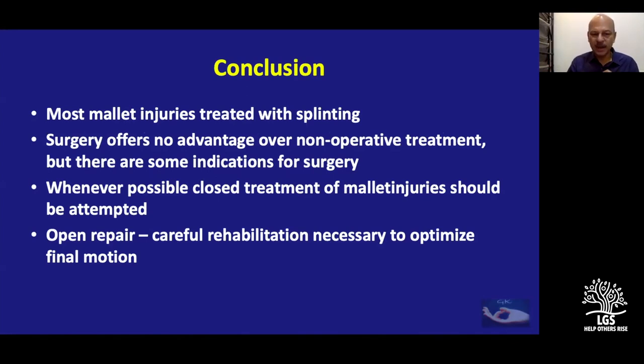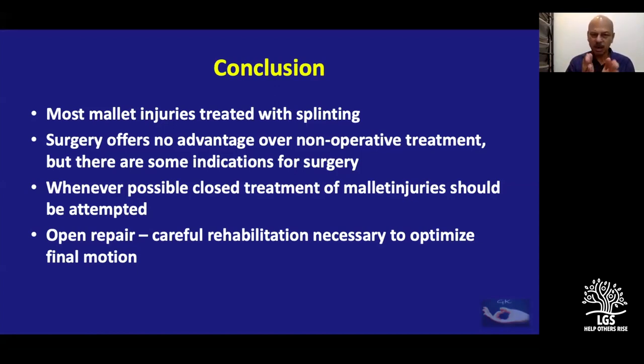Surgery offers no big advantages over non-operative treatment in most cases of mallet finger injury, but there are some indications for surgery, especially when the bony fragment that has been avulsed is more than 30% of the articular surface. You must think of surgical management. Or when it is a chronic injury and your management with splints has failed, then you have to think of surgical management. Whenever possible, closed treatment of mallet injury should be attempted. And when you do an open repair, careful rehabilitation is necessary to optimize the final motion. So these are the important take-home messages when you're treating a mallet finger injury.